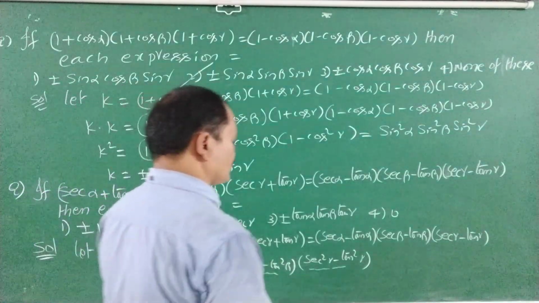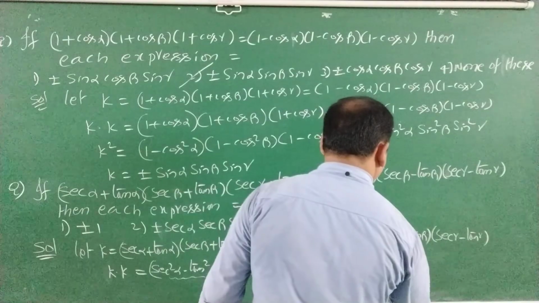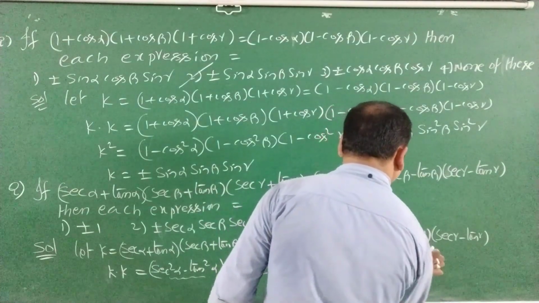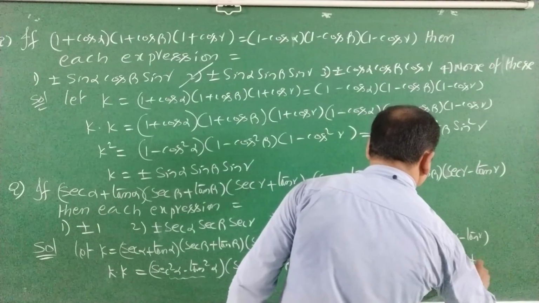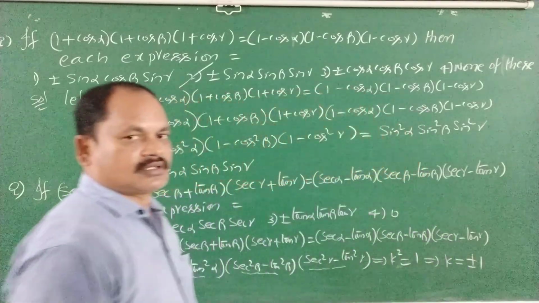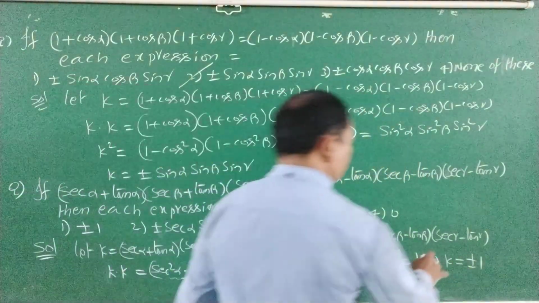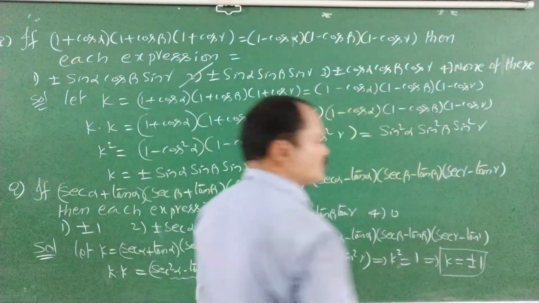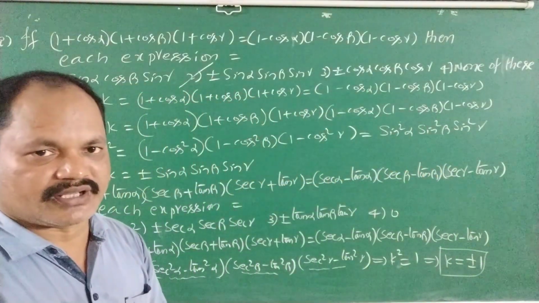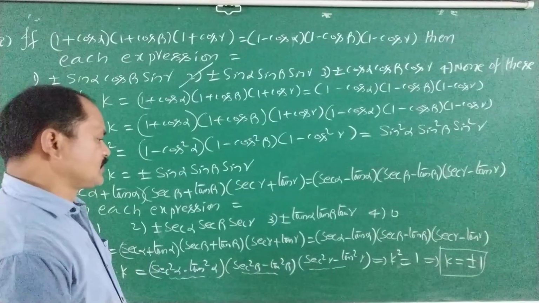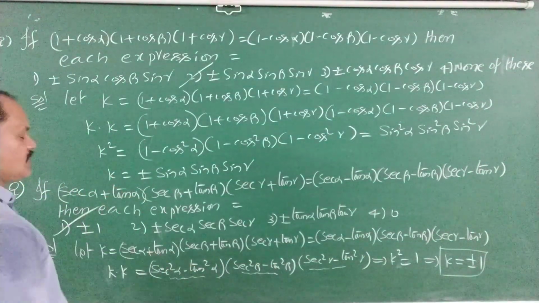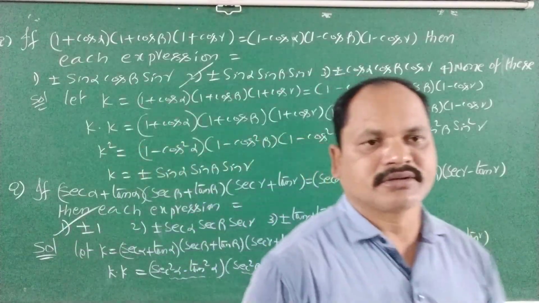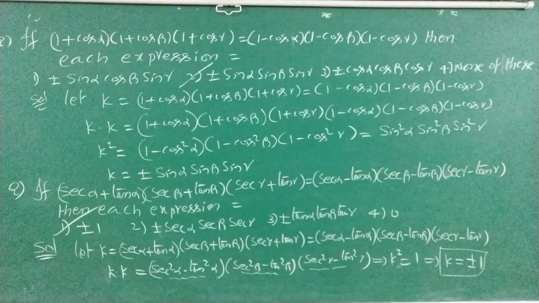That's why k into k, k square, is equal to 1. Then k is equal to plus or minus 1. Since according to the identity, secant square theta minus tan square theta is 1, from that k is equal to plus or minus 1. That is the first option. That's all. Okay. We are going to another model.